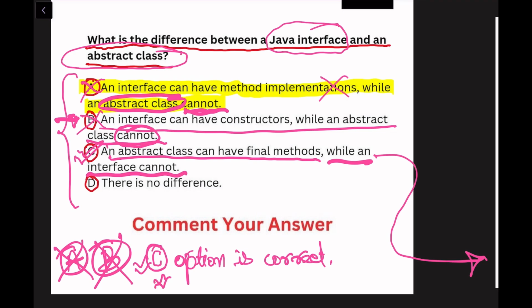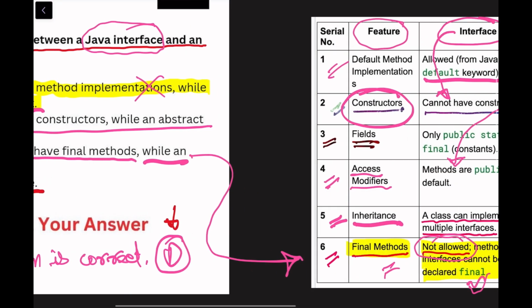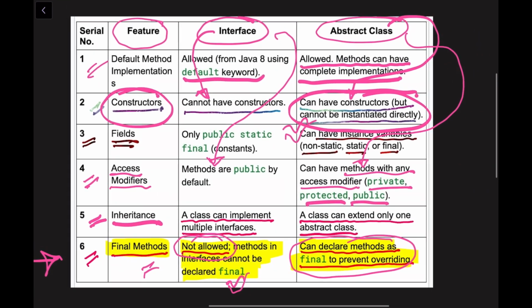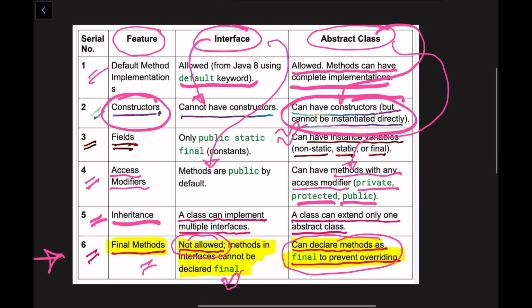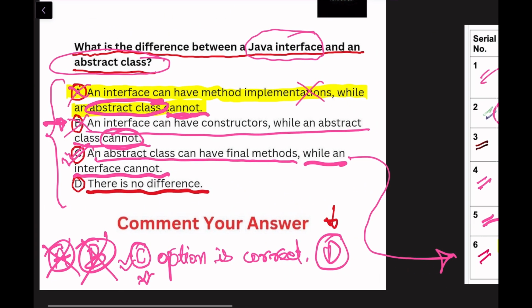Okay, let's check option D. There is no difference. Option D is incorrect. There are several differences as outlined in this table. So you can clearly see the differences between interfaces and abstract classes. So that is why option D is also wrong. So only one option is correct, that is option C.